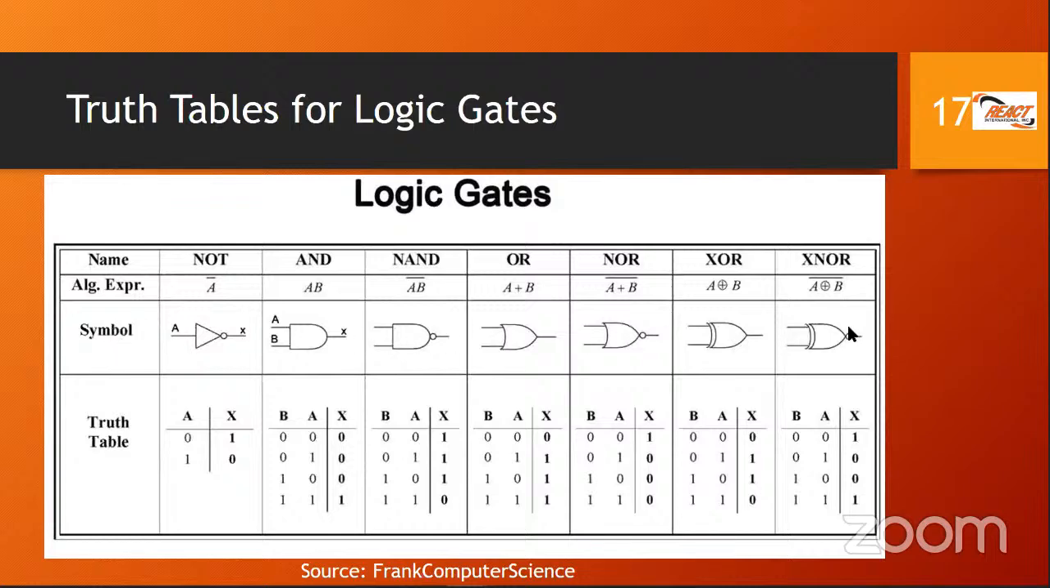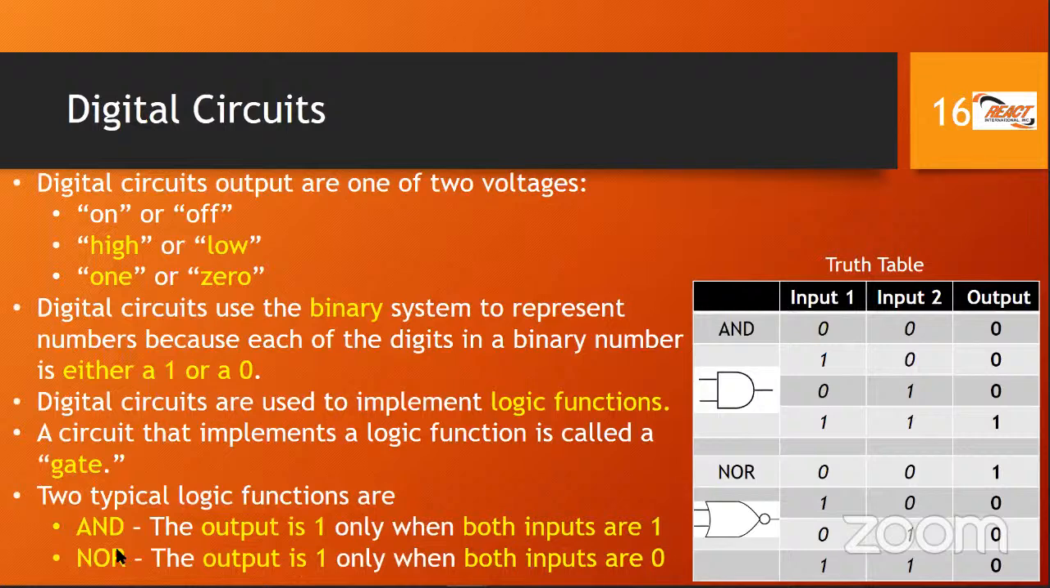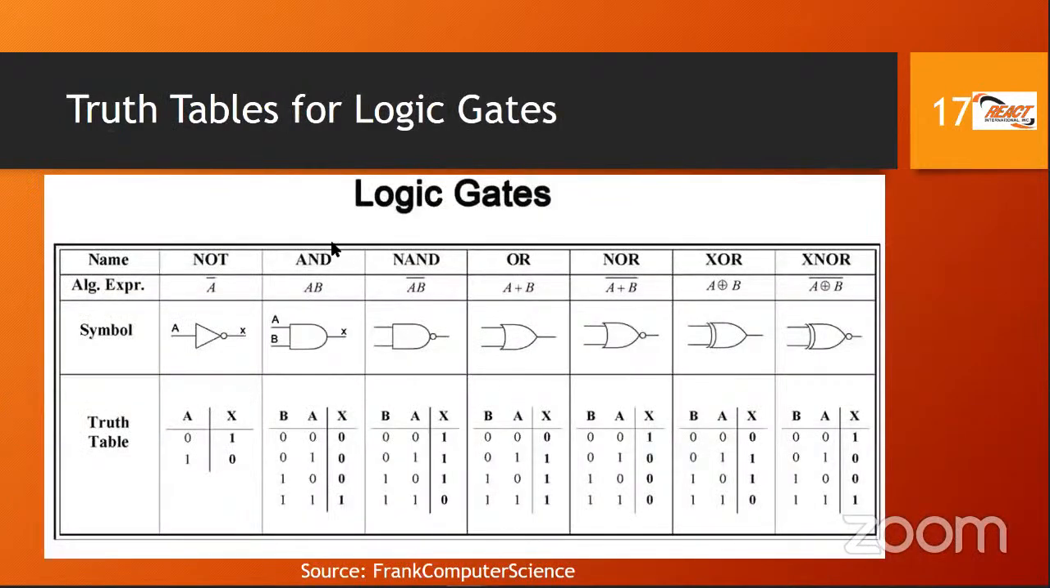And you have the symbols for the gates and the various truth tables, if anybody's interested to know beyond what we did just now, which is the AND gate and the NOR gate. We did this one, AND gate, this one, and the NOR gate. We have other types of gates for you to read at your leisure.